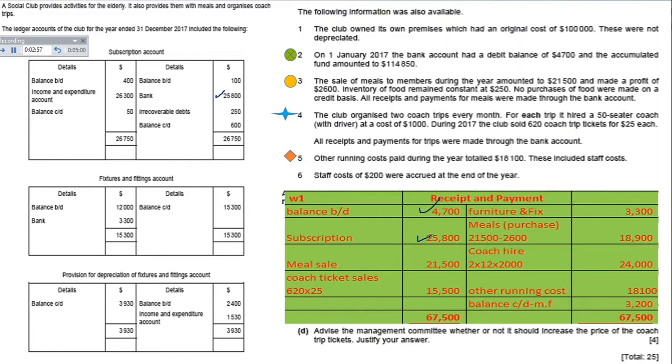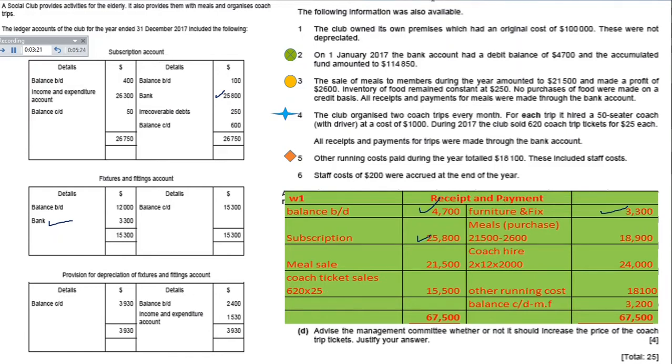Basically we are preparing the receipt and payment account. And there are no other banks. You go down here, fixture and fittings, there is a bank out here. So bank on credit, this is a bank on credit, meaning this is payment. So go in the payment side, 3300. Go down here, there is no bank out here. This is a provision for depreciation. It has no bank account, it will not have also. So this has nothing to do with receipt and payment.